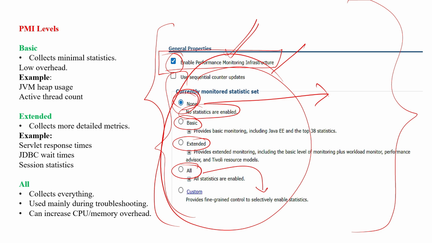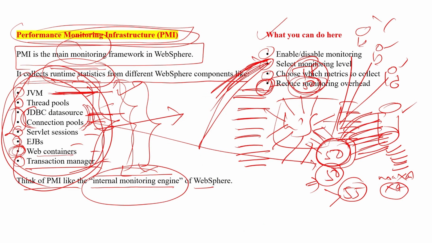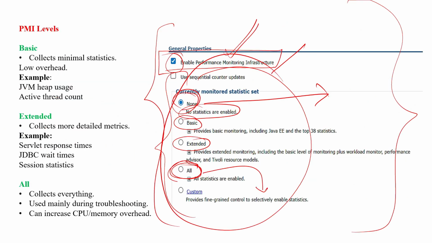If you select all, every subsystem is going to collect the data. That means here we have seen some subsystems: JVM, thread pool, data source, connection pool, servlet session, EJBs, web container, transaction manager, and many more. If you click on this plus button here in the console, you will see the names of all the subsystems with the data which is going to be collected. So this is called all, which is the highest level.